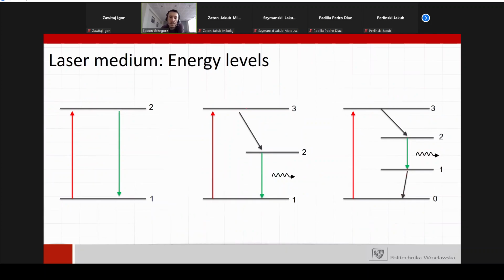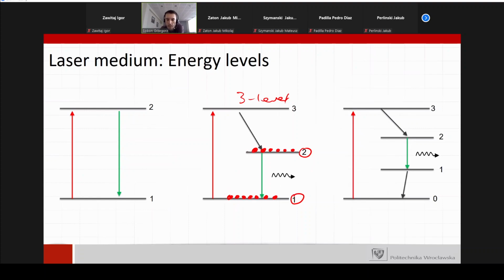So in a 3-level system, the laser emission occurs between state 2 and the ground state. So to obtain population inversion, we need to have a lot of atoms on this state. Why? Because in thermal equilibrium, or in general, we will always have some population on the ground state because of Boltzmann distribution. So you can assume that the ground state is always occupied by some atoms.